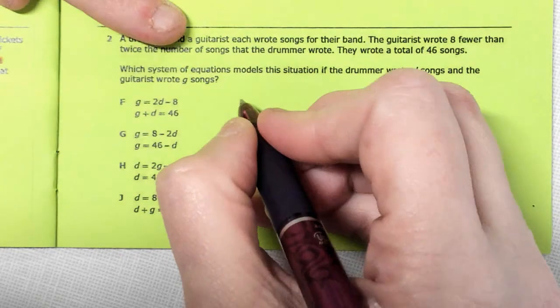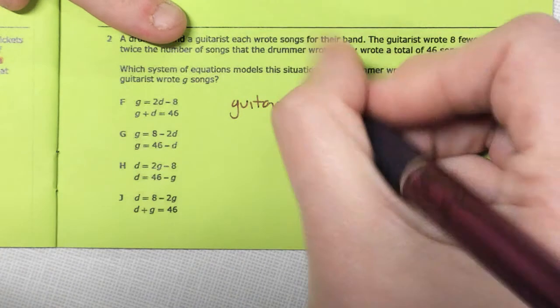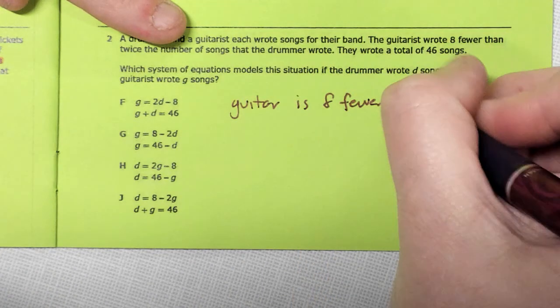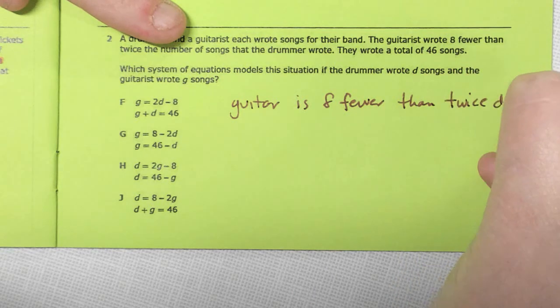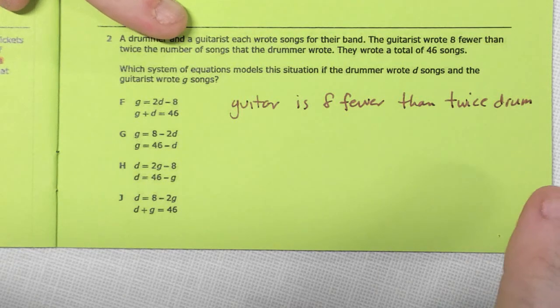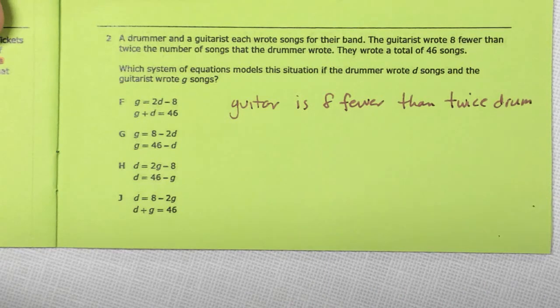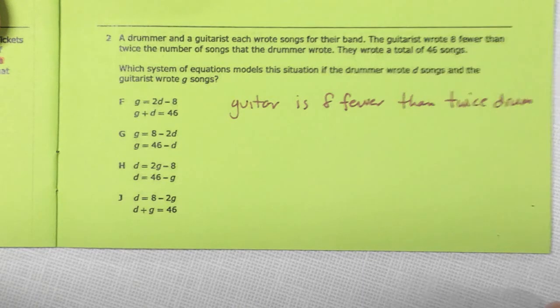Okay, here's mine. Guitar is 8 fewer than twice drum. I'm taking it real caveman here. When you're ready, check and see if your caveman sentence is at least as caveman-y as mine. Guitar is 8 fewer than twice drum. Great. Don't have a lot of connective tissue in this sentence.